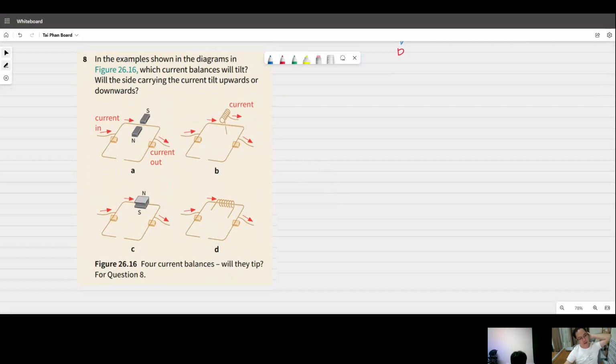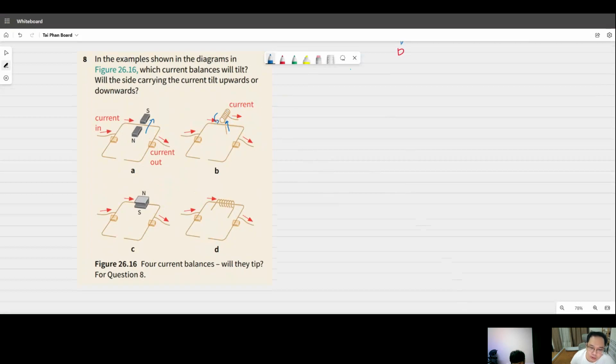The direction of the field is from the North Pole to the South Pole, upwards or downwards. The field would be downwards. The field goes from north to south. For example, here in this case, this is the current. The current goes up like this and goes in this direction.